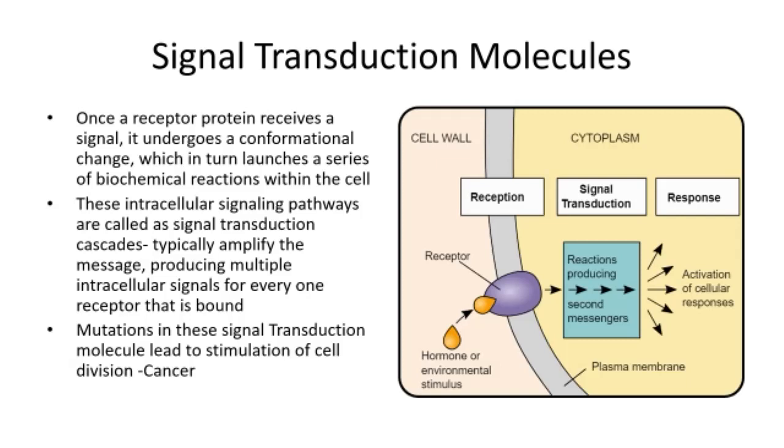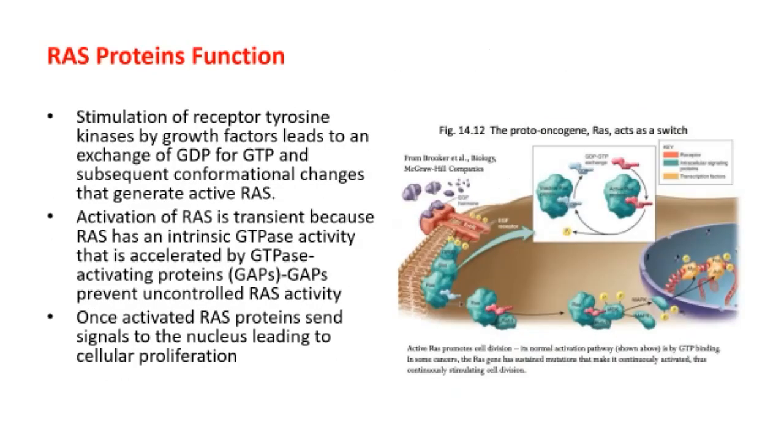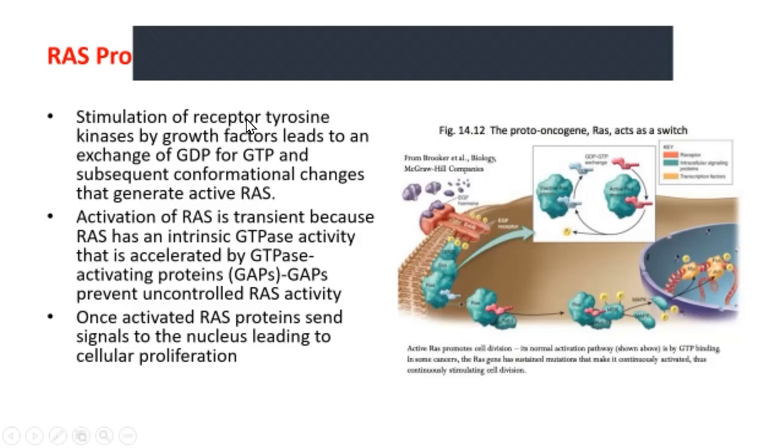And mutations in these signal transduction molecules also contribute to cell survival and growth. The most important signal transduction molecules are RAS proteins. Usually RAS is HRAS, KRAS, and NRAS. They are regulators of internal signal transduction. They are members of the small family of G proteins that bind to guanine nucleotides. So stimulation of receptor kinases by growth factor leads to exchange of GDP for GTP and subsequent conformational changes. They generate activated RAS.